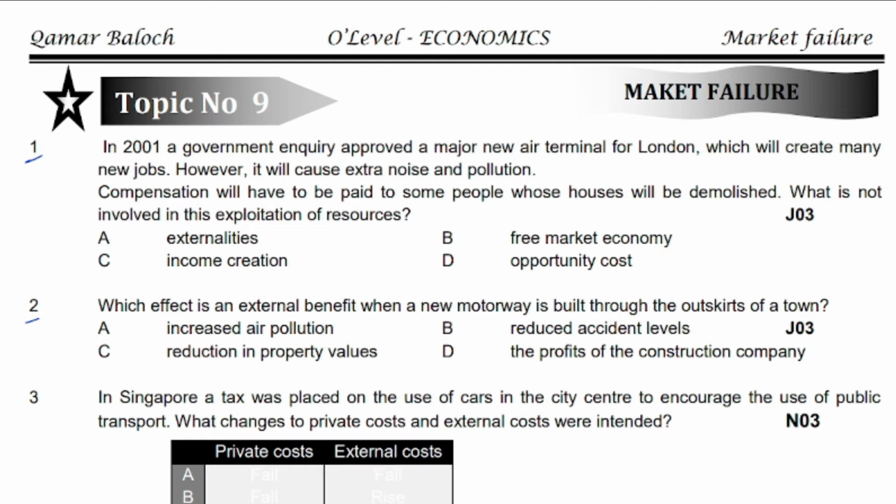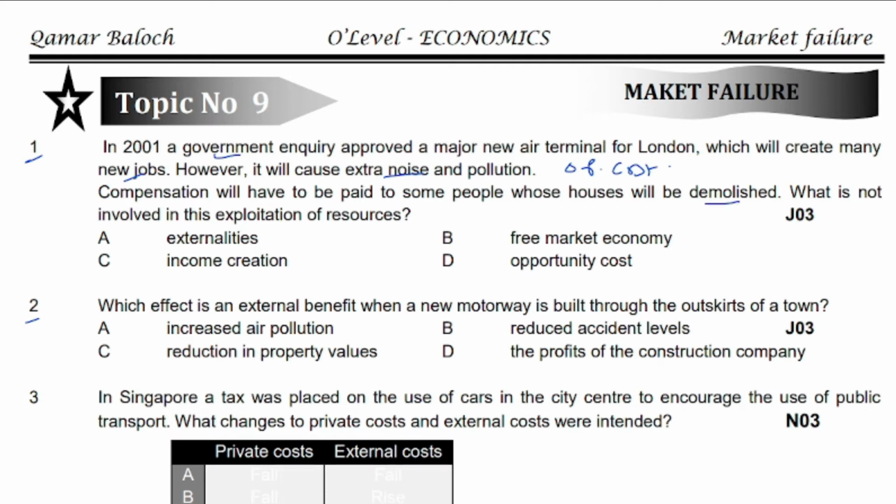Question number 1 is, in 2001, a government inquiry approved a major new airport terminal for London, which will create many new jobs. However, it will cause extra noise and pollution. So government is involved, right? New jobs are being created and extra noise is also created, and every economic activity also involves an opportunity cost. Opportunity cost means we will be sacrificing something. So compensation will have to be paid to some people whose houses will be demolished.